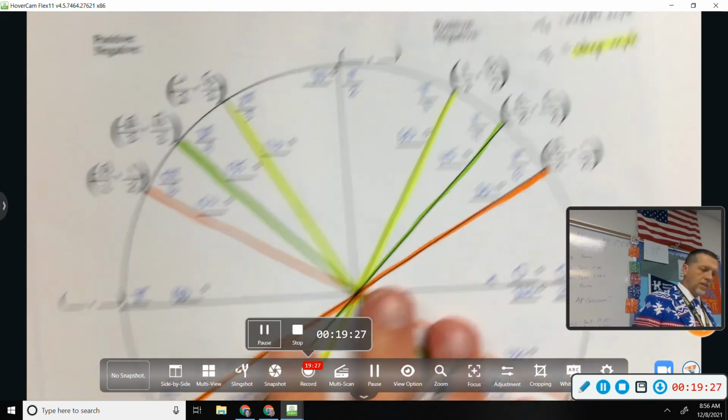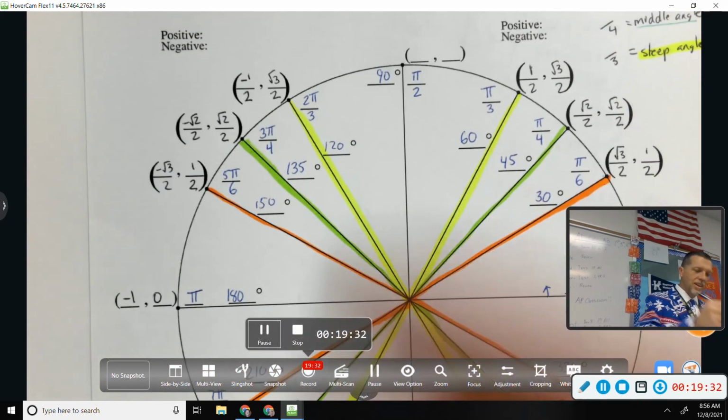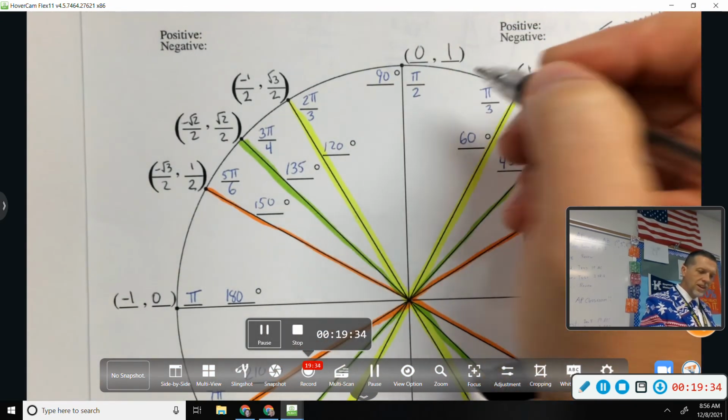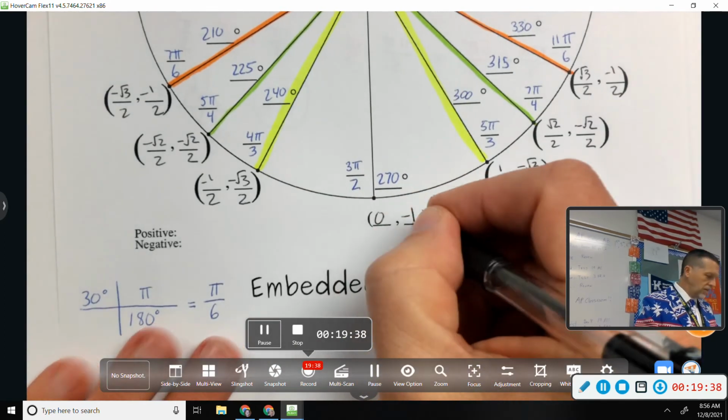Okay, we can do it that way. Negative 1, 0 would be on the other side. At the top would be 0, 1. And at the bottom would be 0, negative 1.